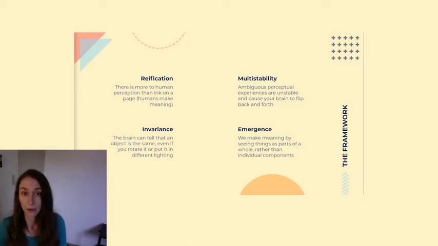Multi-stability is the idea that if you are having an ambiguous perceptual experience, your brain will flip-flop back and forth between either of those things.